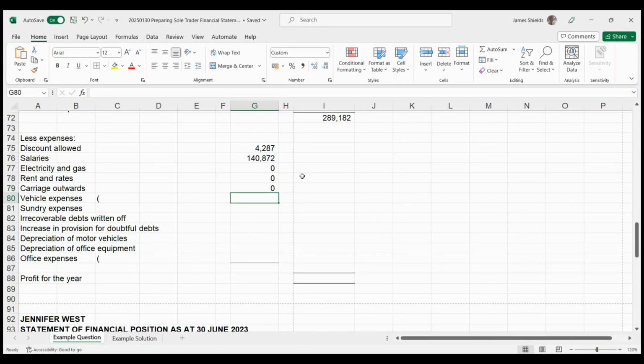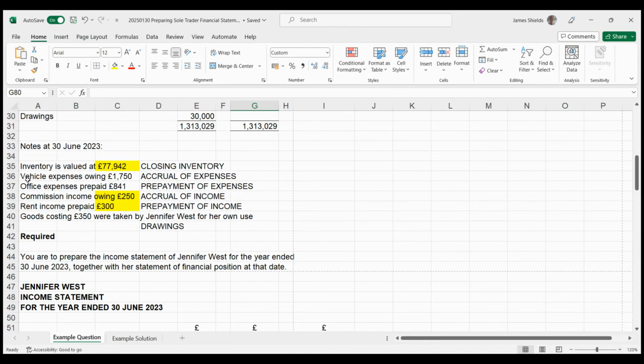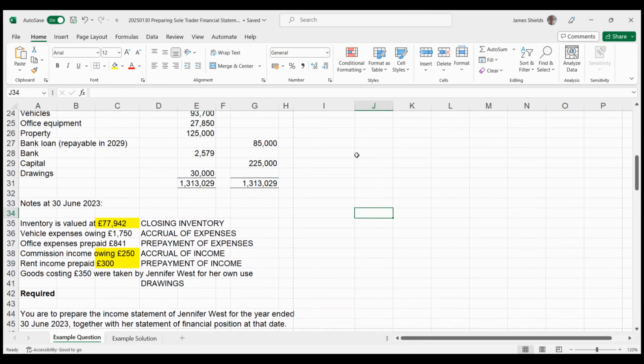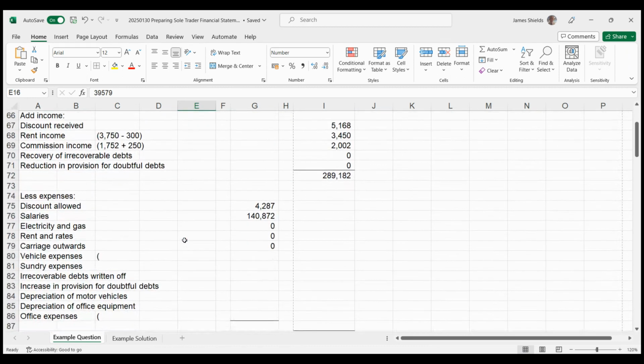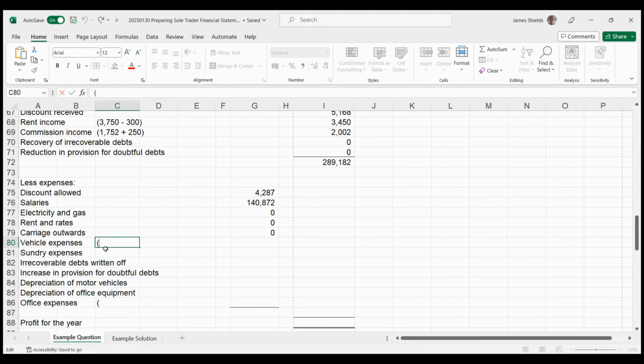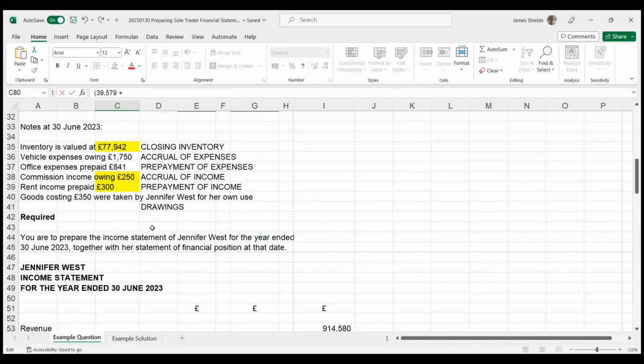Vehicle expenses. All right, vehicle expenses. We've got something here. Vehicle expenses were owing 1750. We've got to add that on. So our vehicle expenses, we've got 39579. I'll put it in brackets for my little calculation. So it's 39579 plus the amount owing for vehicle expenses, which was 1750.